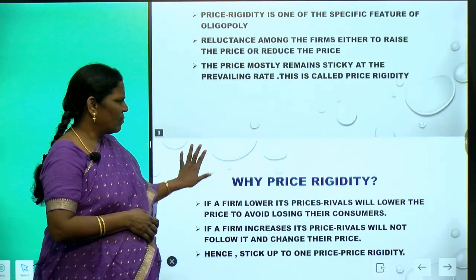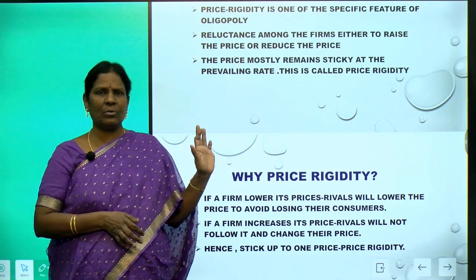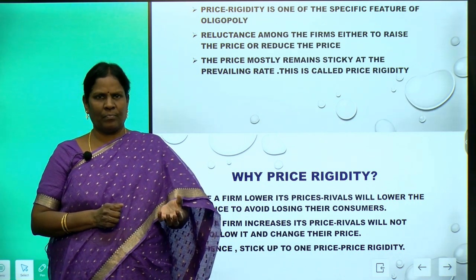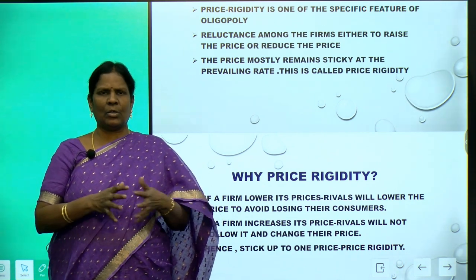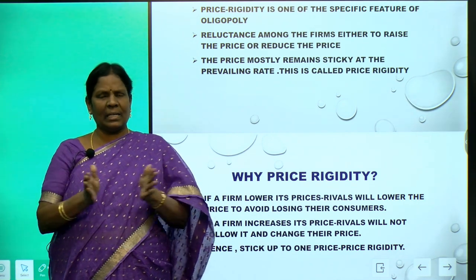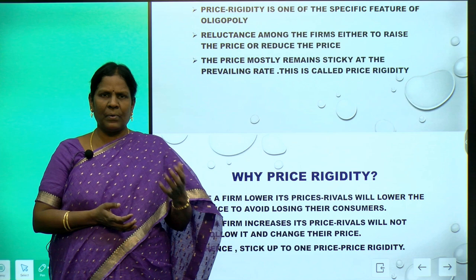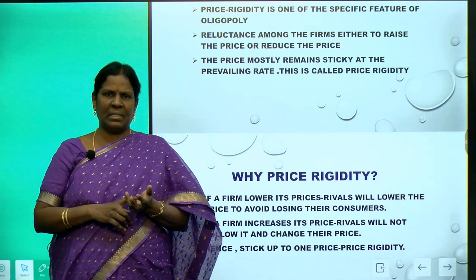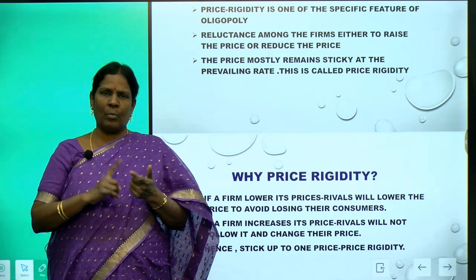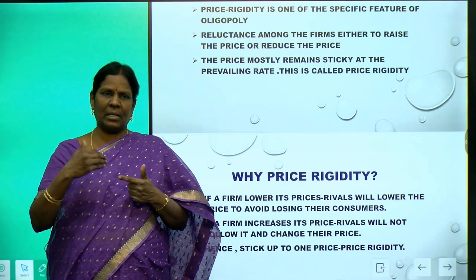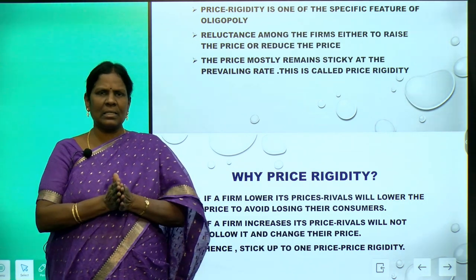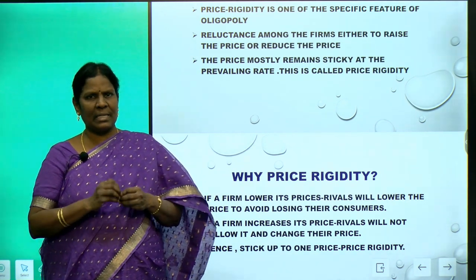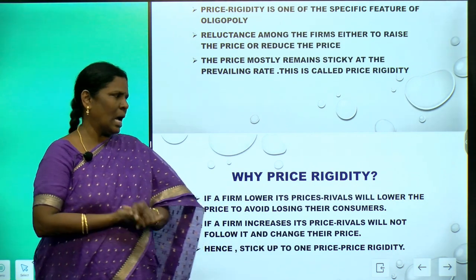Coming to why price rigidity, this is very important to know. There exist only a few firms in the oligopoly market, so their interdependence is a common thing. One firm totally depends upon another firm. Dependency means the price decisions and the output decisions, how much they have to supply, and where they extend to new markets. These things are interrelated among the firms. That interdependence is recognized by the few existing firms under oligopoly.